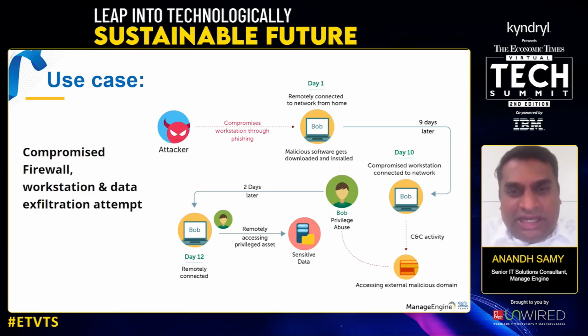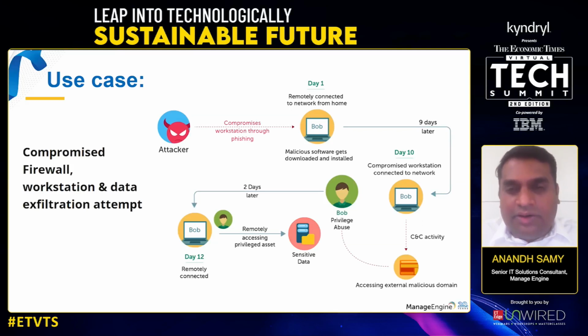Let's come back to the use case. Let's assume the attacker has compromised the firewall. The next thing is he will have to get hold of any computer. It can be a workstation or a server, it doesn't matter, but he needs to get hold of a computer. Let's assume the attacker has got hold of a user's workstation, whose name is Bob. And in that machine, the attacker has installed some malicious software through which he is going to gain access to the server, right?